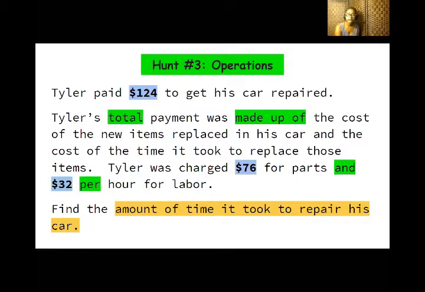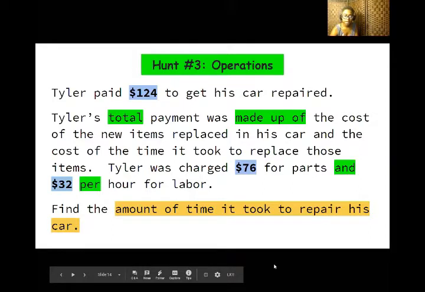Then we have operations, okay? These operations are hidden and disguised as words in the word problem. As you see in green, we have total, made up of, and per. Now, let's take a look at the pre-algebraic translation guide, and some of these actually are on that list where you can see what these words will translate into in algebra, okay? So we got total, made up of, and per.